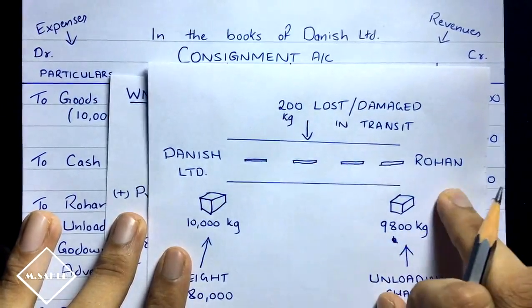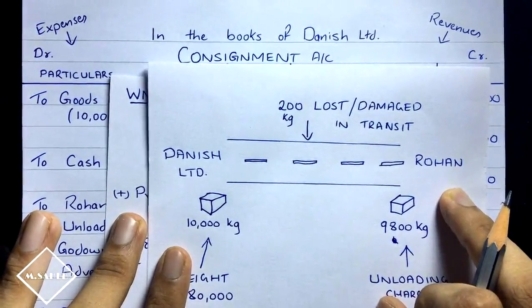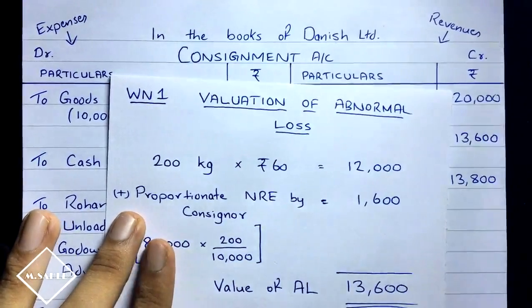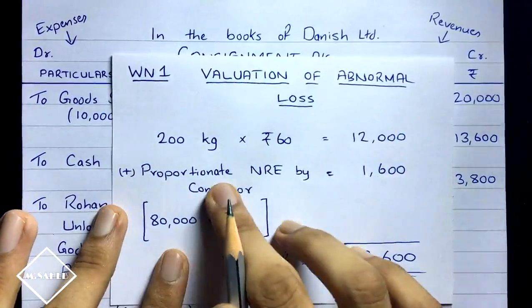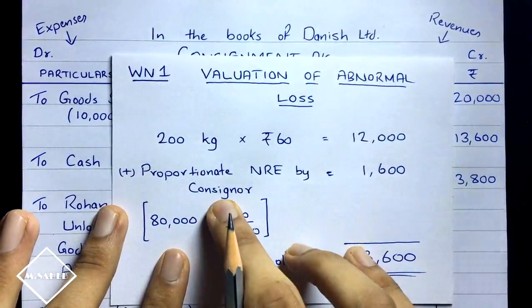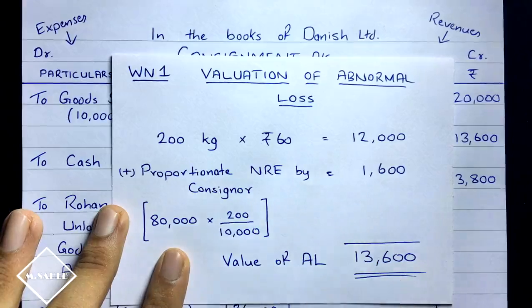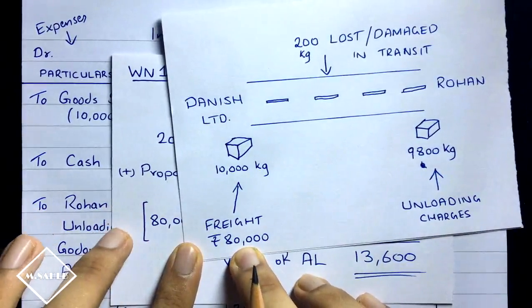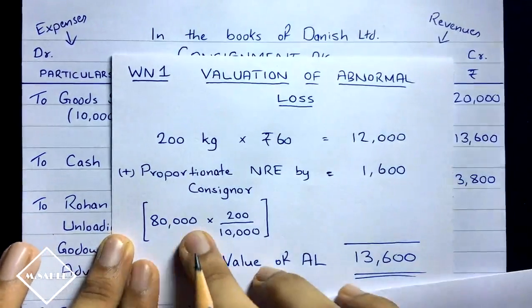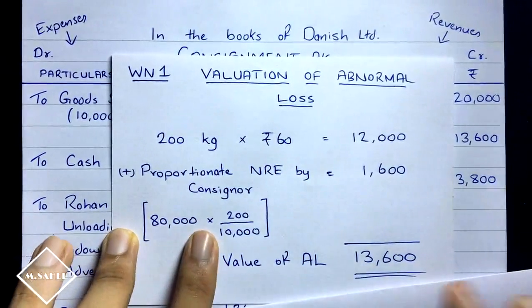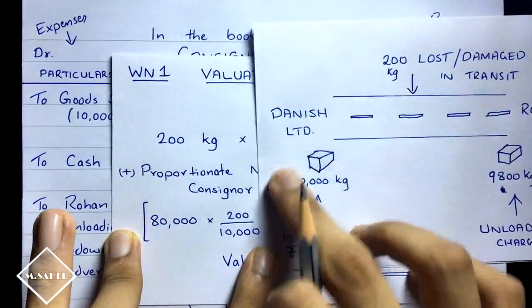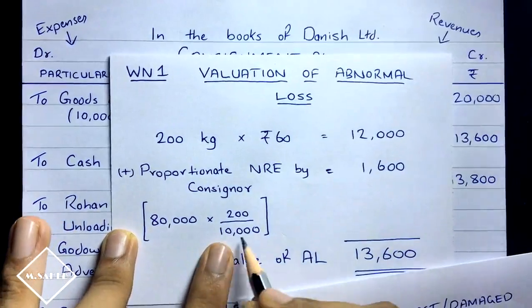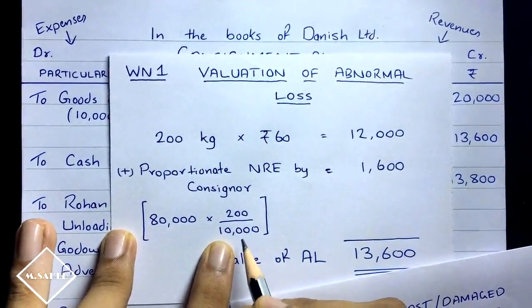If it happened here after the goods have reached Rohan, then you need to take it, but now here you don't have to take it. Clear, right? Okay, so you have to take only the proportionate non-recurring expense by consignor. And how to calculate that? It's very simple. How much did he incur? He incurred 80,000 worth of freight charges, right? So take that 80,000 total expense, and he incurred it on the whole consignment of 10,000 kg. So the total is 10,000.